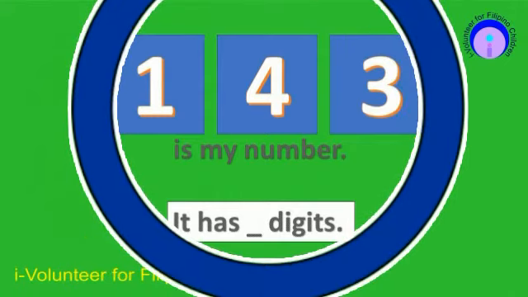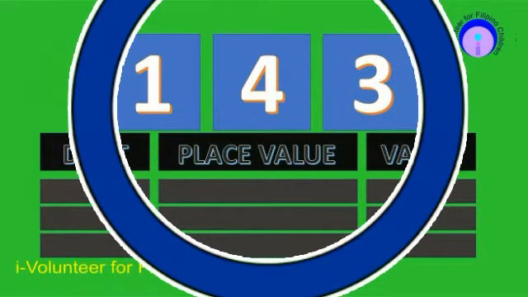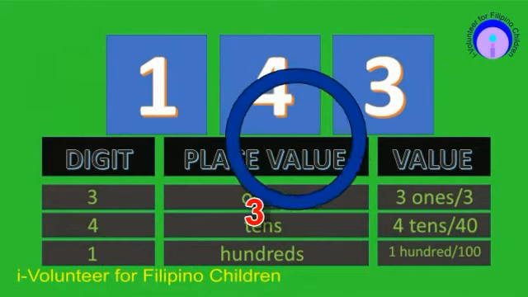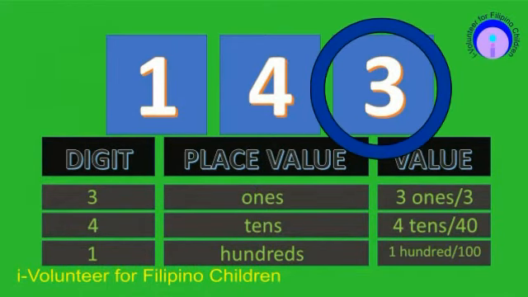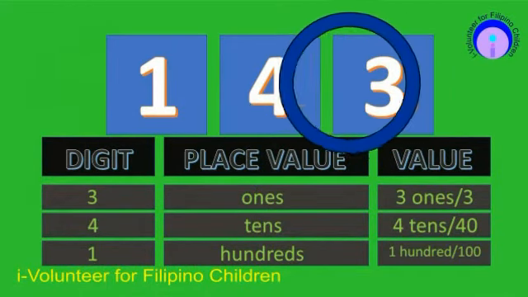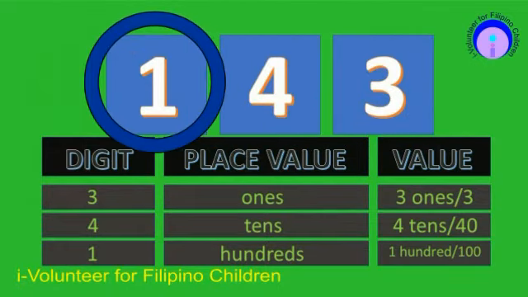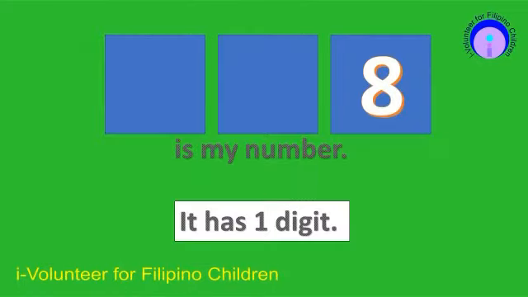143 is my number, and it has 3 digits. Let me discuss first the digit. We will discuss digits from right to left. Digit 3 is in the ones place, while digit 4 is in the tens place. Digit 1 is in the hundreds place. Let us try another one.